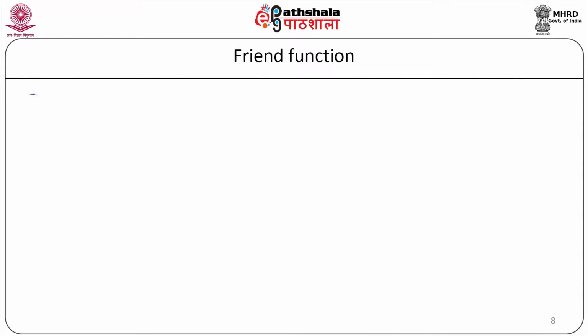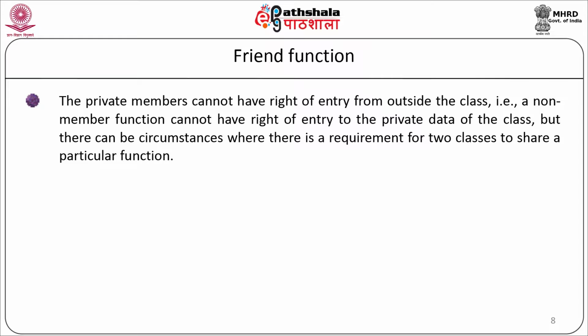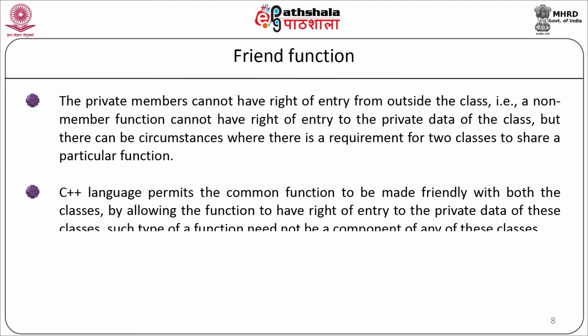The private members cannot be accessed from outside the class. That is, a non-member function cannot have the right of entry to the private data of the class. But there can be many situations when we need to access this private data. The C++ language permits a common function to be made friendly with both classes, or more than one class, by allowing the function to have access to the private data of the class. Such a function need not be a member of that particular class.